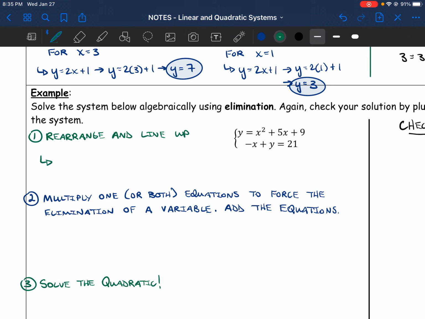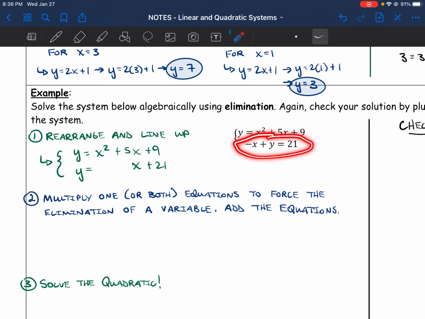The top equation is going to stay the same. y equals x squared plus 5x plus 9. I want only y to be on the left for the second equation. So I'm going to take the negative x, I'm going to add it to the other side. So this is going to leave me with y equals positive x plus 21. So notice this is the same equation, but I've rearranged it so that y has been isolated. Also notice that I've lined up all the terms so that I can go ahead and add all the terms together eventually.